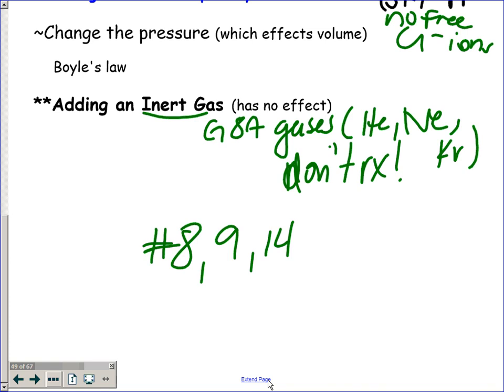Guys, let's dumb this down for me. I know it says make more products. Dumb it down. What does it want you to tell? What does it want you to figure out? How to shift right, not left, because those are the reactants. So it wants to make products. It wants to know how can you shift right.